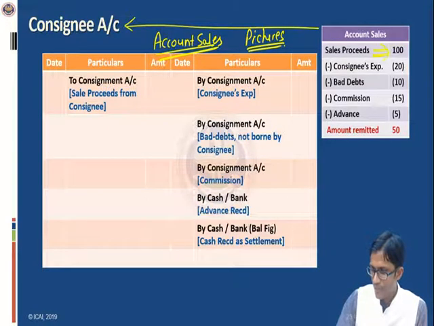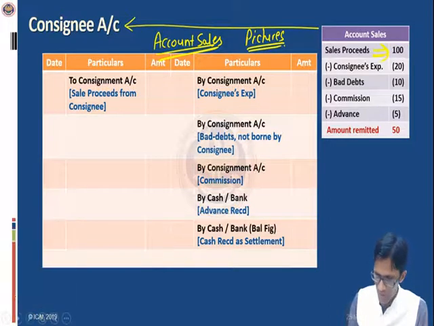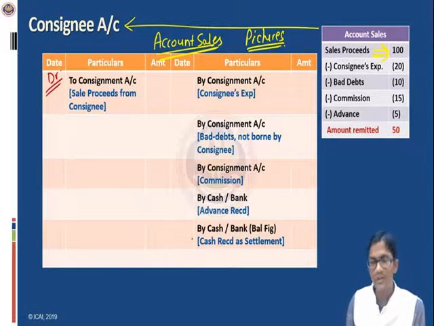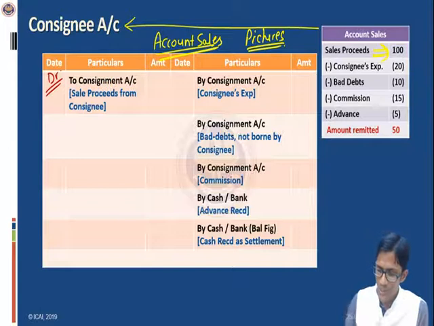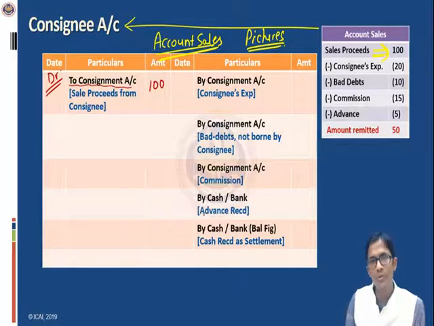As we can see here, that first of all, when in the account sales proceeds of rupees 100 are shown, the same amount will be shown in consignee's account on the debit side, because we know that the sale proceeds that consignee collects from the customers, rupees 100, by that amount the consignor will debit him. Okay, because he then becomes the debtor. That's why consignee's account will be debited by rupees 100. The entry will be consignee's account debit to consignment account.